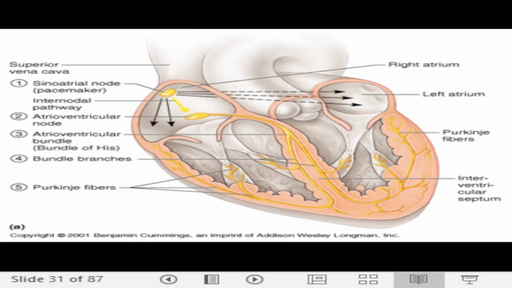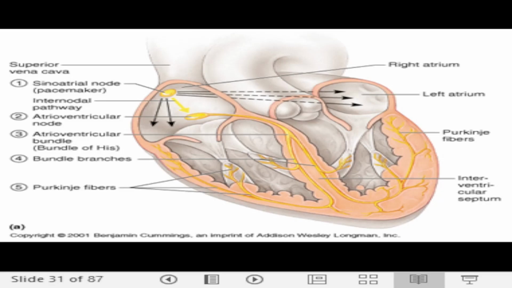So the atria first receive the electrical signals or impulses, and this allows the atria to contract. Then the electrical impulses are received by the atrioventricular node, labeled number 2. The atrioventricular node will then transmit the signals to the ventricles. But before that transmission, there is a delay of about 0.1 seconds. Then the electrical impulses travel to the atrioventricular bundle, labeled number 3, the so-called bundle of His.